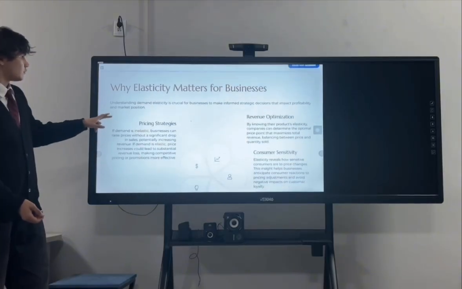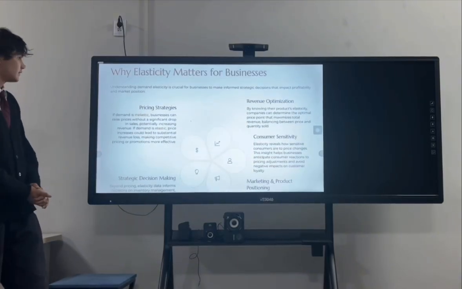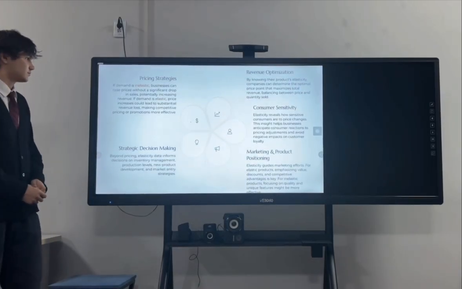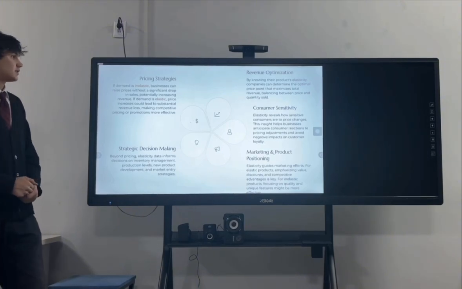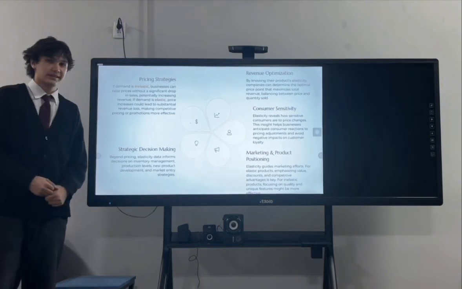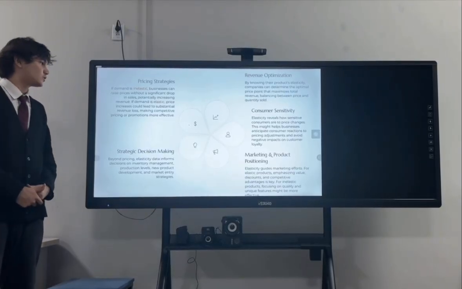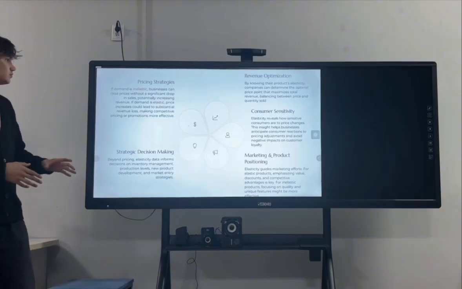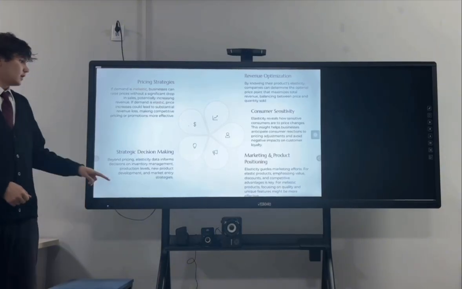So, why does elasticity matter for business? Yes, it's very essential. So, first, the pricing strategies. If demand is inelastic, businesses can raise prices without a significant drop in sales, potentially increasing revenue. If demand is elastic, vice versa, price increases could lead to substantial revenue losses, making competitive pricing or promotions more effective.